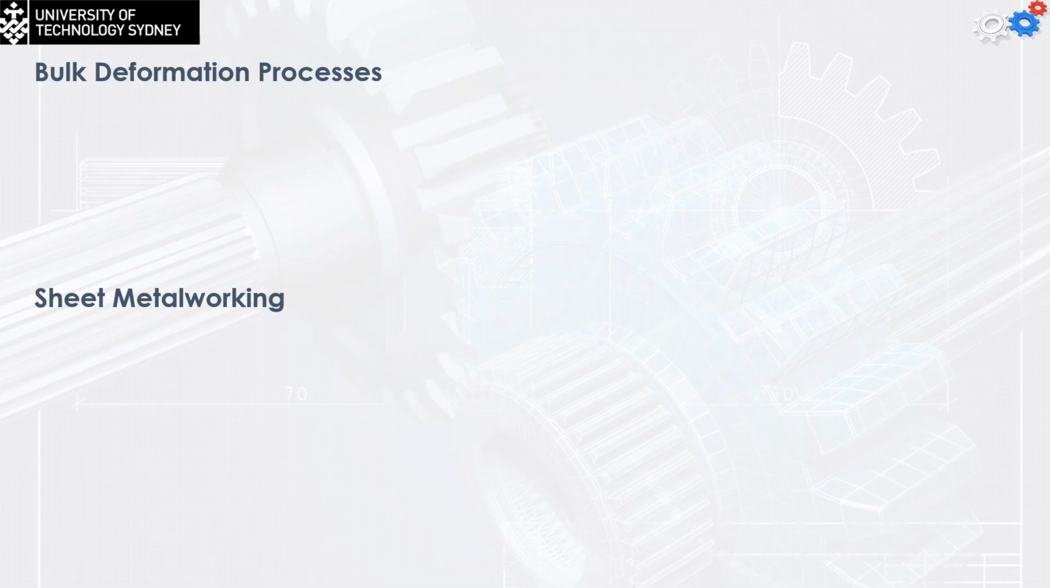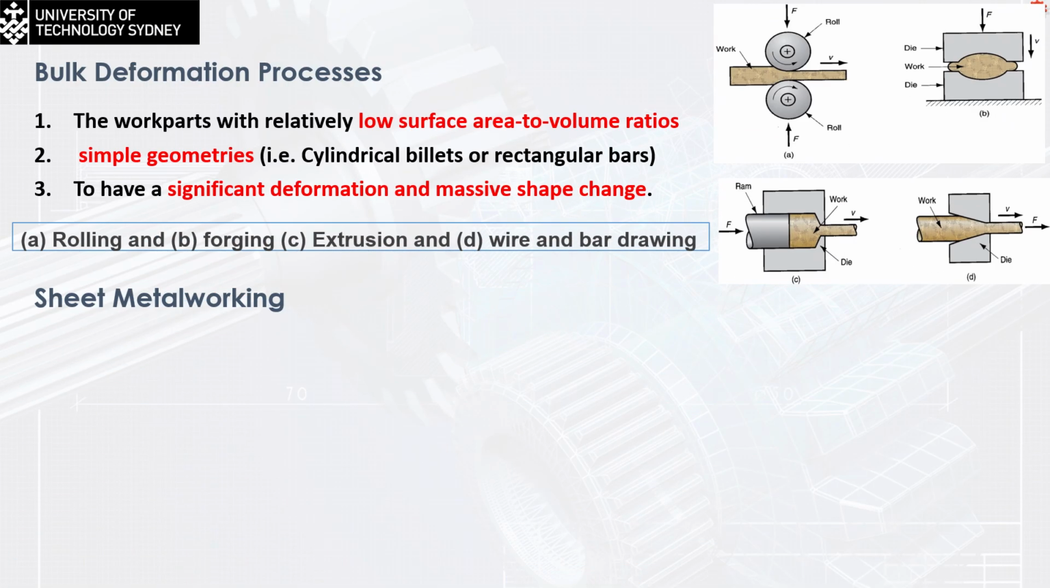So we start with the bulk deformation processes. The workpart has a relatively low surface area to volume ratio. That means its volume is quite high, which makes the ratio low. It usually has simple geometries like cylindrical pillars or rectangular bars, and also has significant deformation and massive shape change. So we can start with a square shape, and we can end up with a spherical shape, for example. Okay. Let's include rolling, forging, extrusion, and wire and bar drawing.